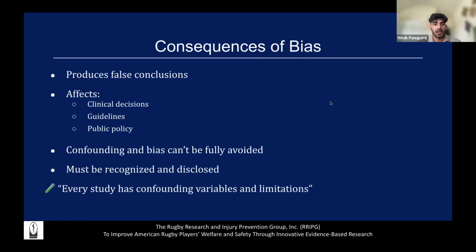Next, there are consequences of bias. Some consequences are that it produces false conclusions, and some big effects of these are that it affects clinical decisions, guidelines, and public policy. Something to note is that confounding and bias can't be fully avoided, but they must be recognized and disclosed to whoever you're presenting to and in your study, so people can take note of it and keep that in mind. Once again, every study has confounding variables and limitations. You just have to make sure to recognize and disclose them.